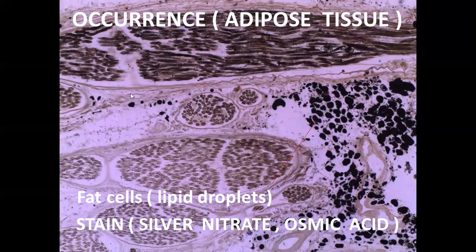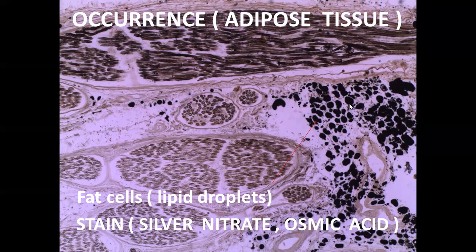This slide or this figure shows the cytoplasmic inclusion, for example, a lipid droplet or fat cell. To demonstrate the fat cell, we use the special stain silver nitrate or osmic acid. This is the lipid droplet, which appears as a black area.